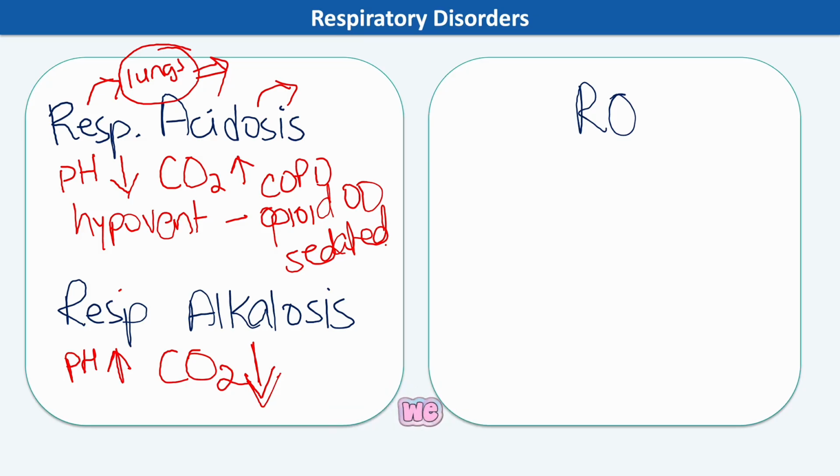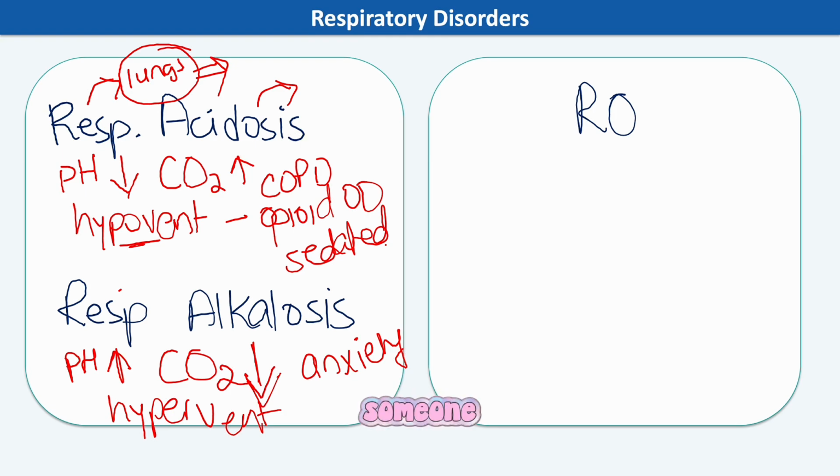So when would we have less carbon dioxide? Now the lungs are still involved. Remember how we said hypoventilation? So here it would be hyperventilation. We are blowing off carbon dioxide faster than we should. So when someone's anxious, a person who's having a panic attack, someone in pain, or if they have fever, they will be hyperventilating.